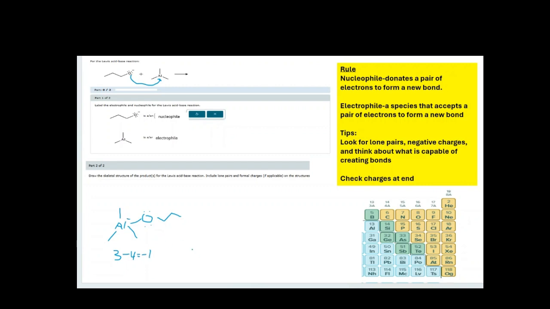And then for oxygen over here, we see that it's in group 6A. So it'll be 6, and we're going to count the electrons and bonds around it. So this is 1, 2, 3, 4, 5, 6. 6 minus 6 is 0, which is what it is. It's a neutral charge. And this will be your answer.